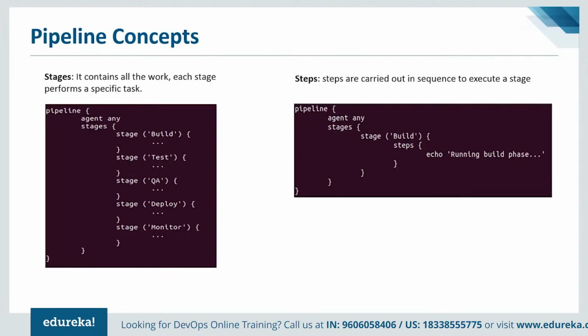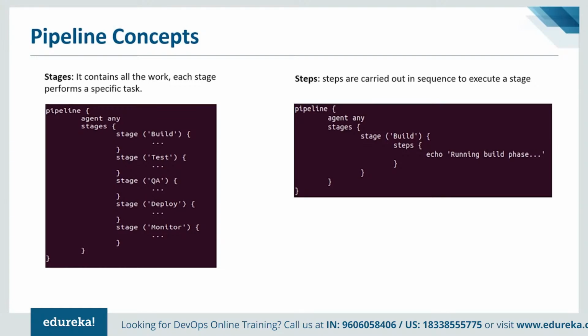Okay. So now let's move on to steps and stages. Now the entire workflow that's written within a pipeline is executed within a stage. So you can see that within each stage, I've defined a specific task. So stage 1 is going to build, stage 2 is going to test, and so on. Okay. Now steps are always defined within a stage and they are carried out in a sequence to execute a stage. Now in the example below, you can see that within the build stage, I've defined a step which runs a simple echo command. Okay.